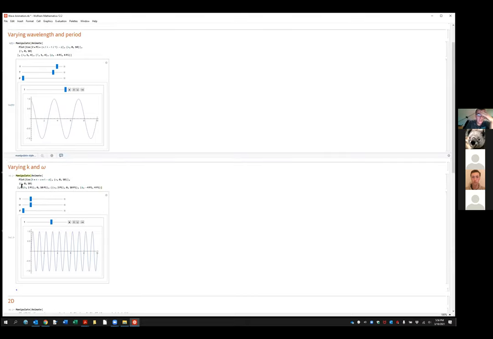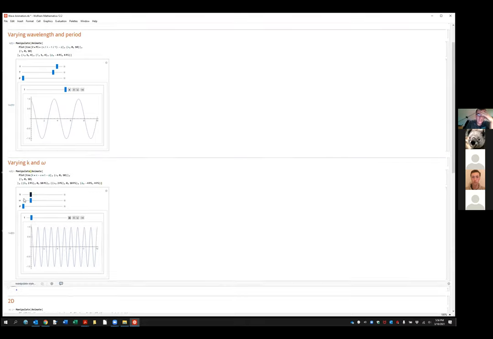Conversely here, if I make K larger, well, K is 2 pi over the wavelength. So if I make K larger, what should happen to the wavelength? Does it get bigger or smaller? Don't overthink it. Smaller. Yep. That's a larger K.